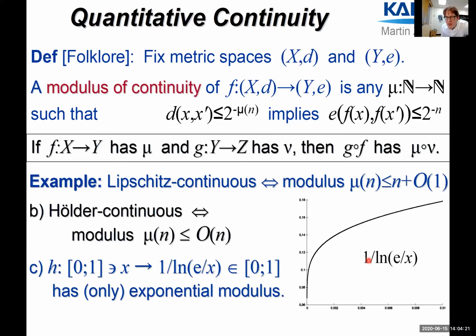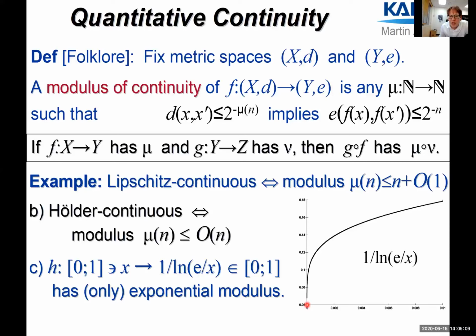More precisely, it has an exponential modulus of continuity, mu of n growing exponentially, but no sub-exponential modulus of continuity, capturing that this function is very steep towards 0, much steeper than, for instance, the square root function, which, as you recall, is Hölder continuous and therefore has a linear modulus. So, put differently, this function is very sensitive in the sense that in order to approximate the output up to error 2 to the minus n, one needs to know the argument x up to error 2 to the minus 2 to the n, so exponentially more precise than the value.